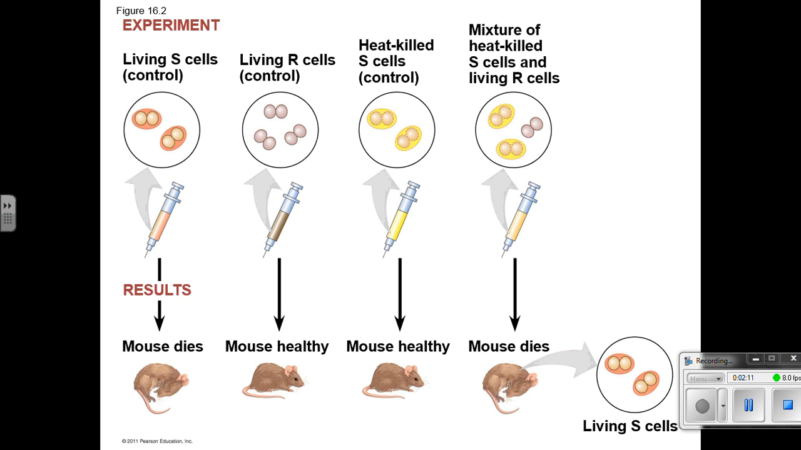So let's take a little picture. This is basically what he did. He injected them into mice, and the pathogenic ones would kill the mice. The ones that were pathogenic, but he had killed the bacteria, the mice would remain healthy. But if he had killed the pathogenic but also put in the living cells, then he found that the mouse still died. So he knew that those cells were picking up something.